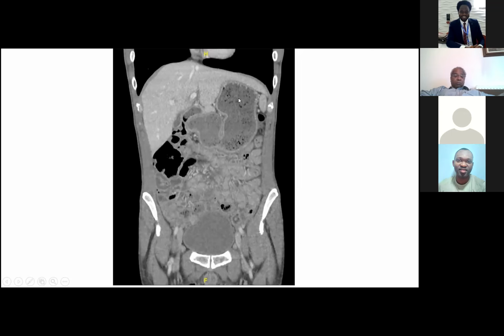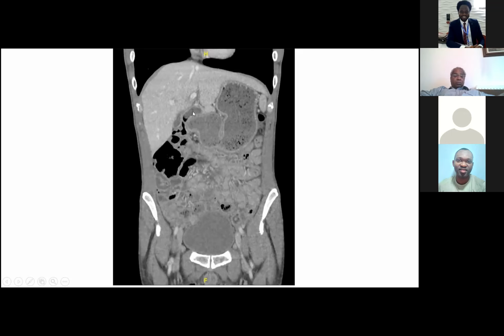And you can see in the left upper quadrant, you've got this mottled structure here, which is distended and contains fluid as well. And this is the stomach. And the arrow is just hovering over the gastric antrum and the pylorus.